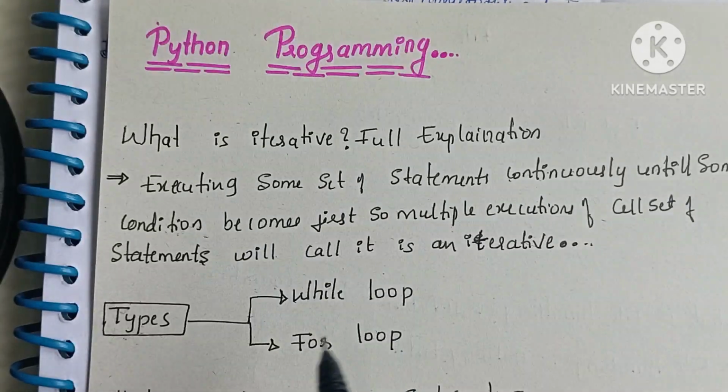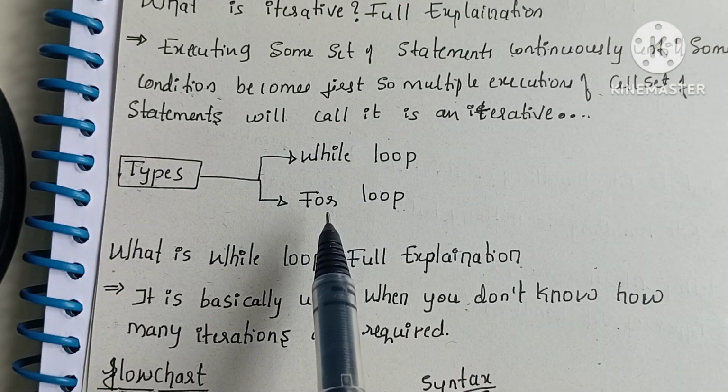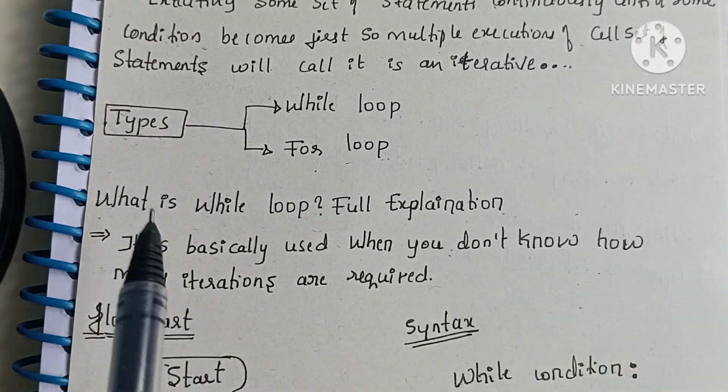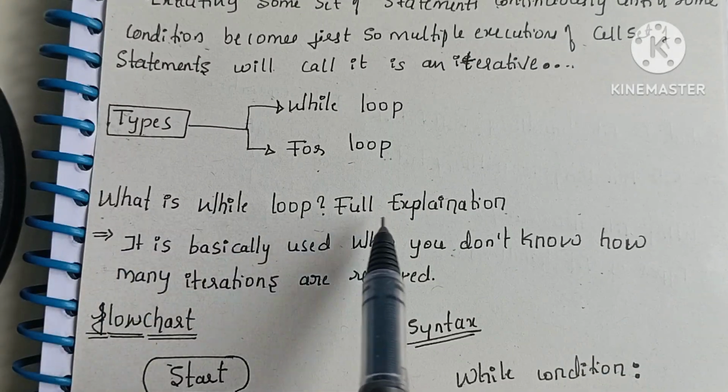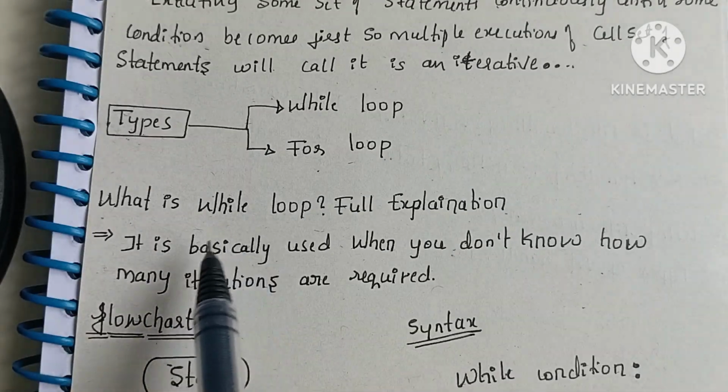In iterative statements there are two categories. One is the while loop and another one is the for loop. Now we are going to see what the while loop is, with the explanation, flowchart, syntax and example. So what does while loop mean?